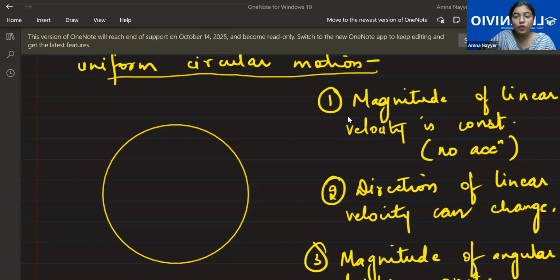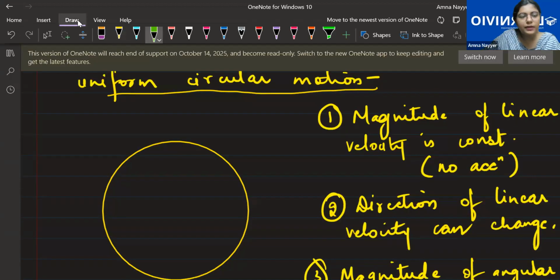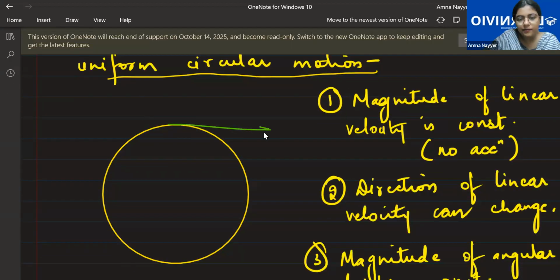Now see, when you talk about uniform circular motion, there are certain criteria that make a complete uniform circular motion. You will find a few questions in your projectile motion also, so from there also the same data is taken. First is that the magnitude of linear velocity is constant. Linear velocity will be acting tangentially. The magnitude of this linear velocity will be constant.